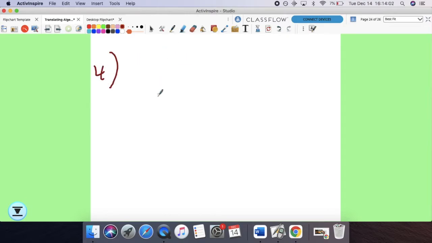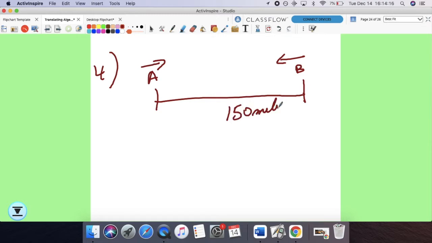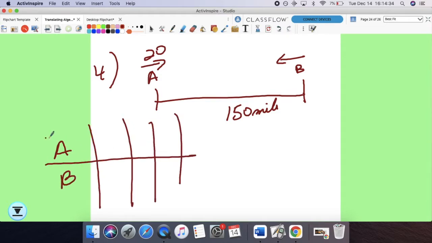For A and B, this one, they're traveling towards each other at the same time from 150 miles apart. If A went at 20 miles an hour, what rate must B travel if they meet in 5 hours? So here's my table, A, B. The rate for A is 20 miles an hour. And the rate for B is what we're trying to find, so I'm going to write R.